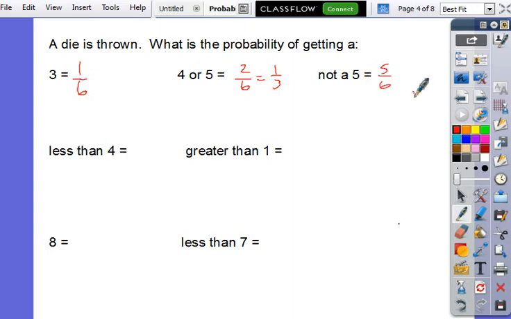Less than 4. How many is less than 4? 3 out of 6, which is 1/2. Greater than 1. 5 things that are greater than 1. And 8. 0. There's no 8s on there, so that's automatically a 0. Less than 7. There's going to be 6 things that are less than 7 out of 6 total choices. 1. Here's what I was talking about. The lowest you could ever have on probability is a 0. The highest you could ever have is a 1. If it happens every time, it's a 1. If it never happens, it's a 0.